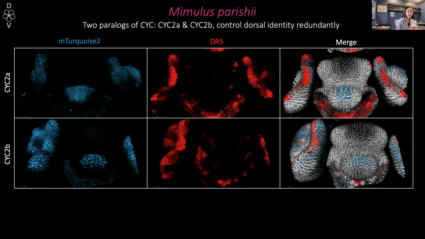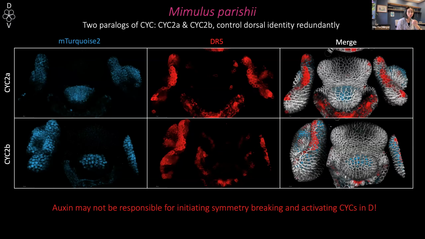So what does this mean? It means that although we tend to think auxin is literally involved in everything, perhaps it is not responsible for initiating symmetry breaking in the floral meristem and activating the cycloidea genes. So now we have to go even earlier to try to see how these two genes are initiated or activated.